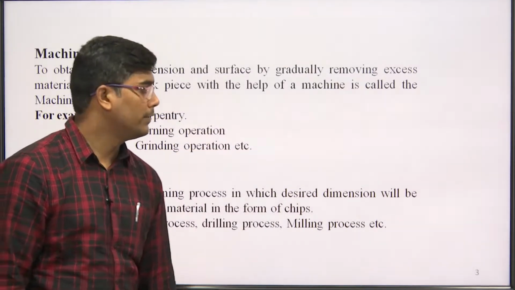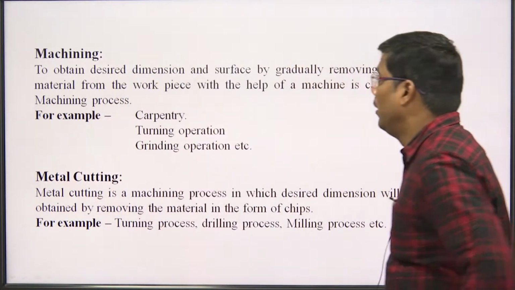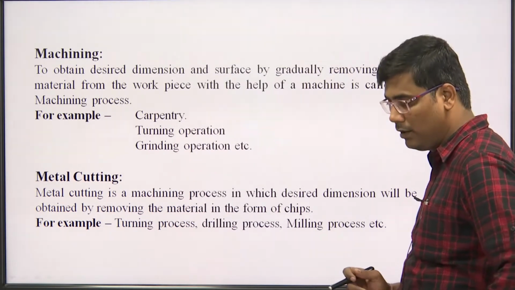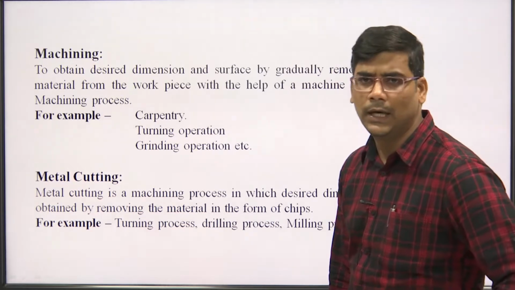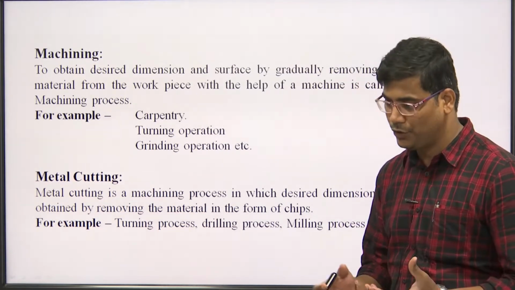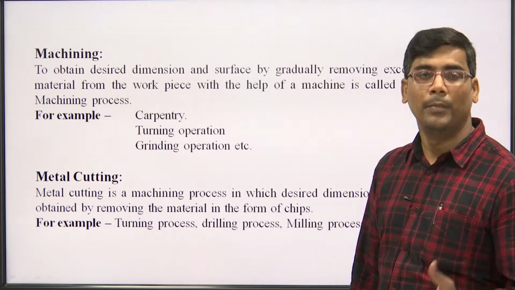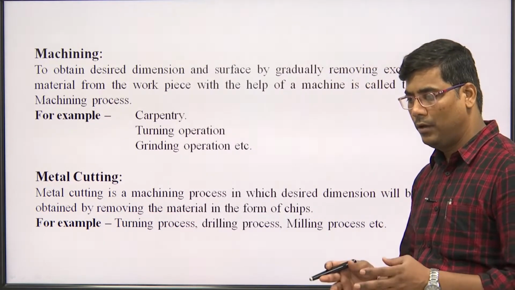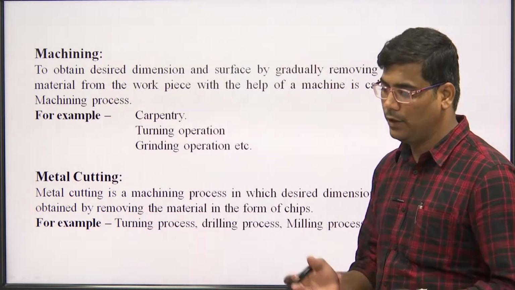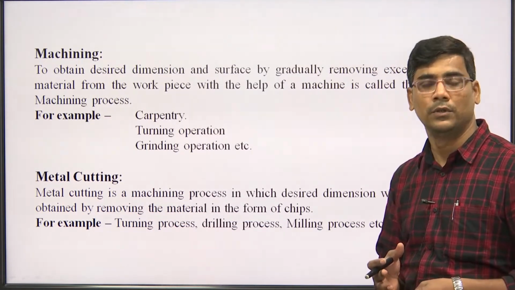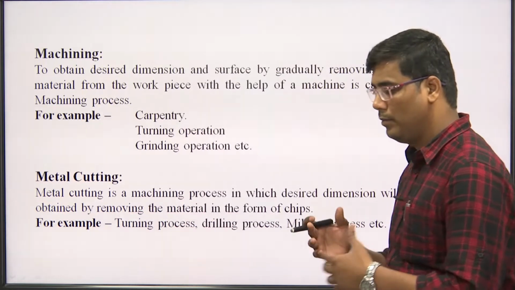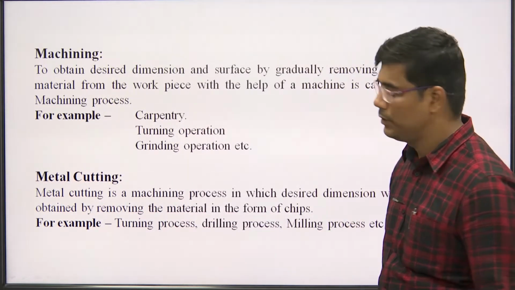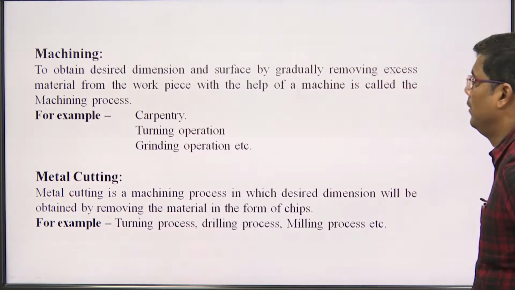First we discuss metal cutting and machining. What is machining? Machining is a process in which we obtain the desired dimension or desired shape and size from the raw material. So it is known as machining. It can be casting, a turning operation, a grinding operation. Whatever machining you are doing with the help of a machine, and in industries you are making a fruitful project, that is known as machining.